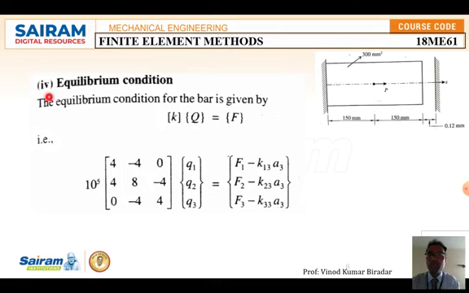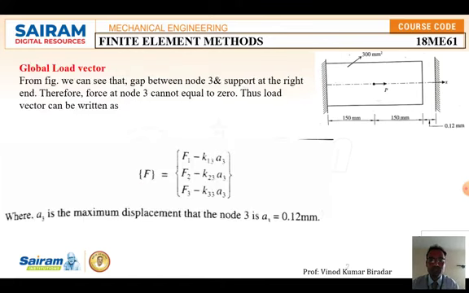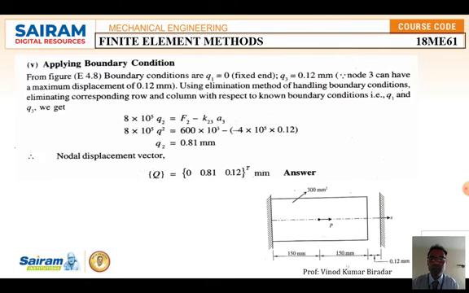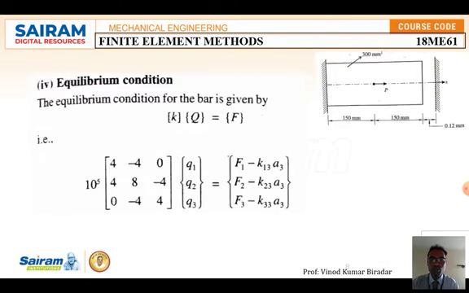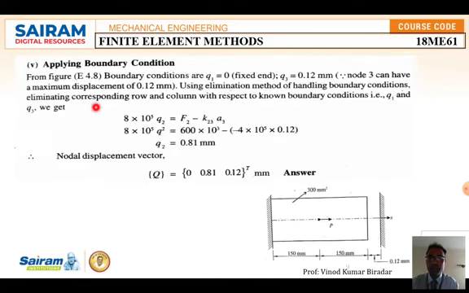So the equilibrium condition, what is the formula? Q is equal to F. So substitute the global stiffness matrix, the Q value and the force value. Then again you simplify this and apply the boundary condition. Here node 1 and node 3 are fixed, so delete the first row and first column, and the third row and third column. The remaining is this second element. So 8 into 10 to the power of 5 Q2 is F2 minus K2 A3. A3 also we know, so substitute all the values and you are going to get Q2 is equal to 0.81. So this is the displacement.